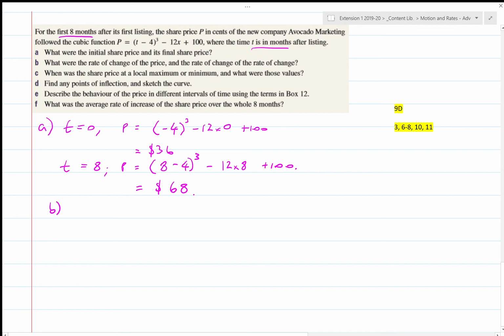So what was the rate of change of the price and the rate of change of the rate of change? So the rate of change is dP/dT. So 3t minus 4 squared, times 1, but we don't need that, minus 12. So that's it. And then the rate of change of the rate of change is the second derivative. So that's 6t minus 4 to the power of 1. Again, times 1 for the chain rule, we don't need it.